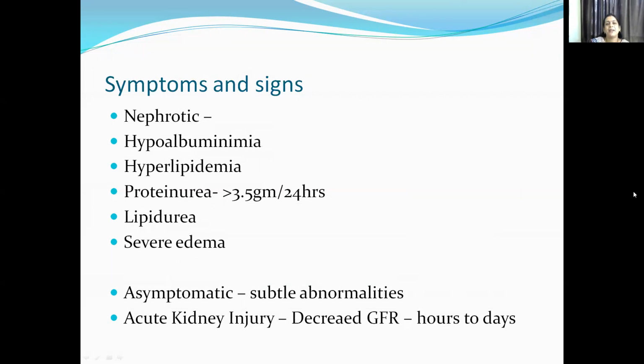Now, there can be some asymptomatic proteinuria or asymptomatic conditions where there are only minor or subtle abnormalities in the glomerulus. Then the disease is not absolutely manifested. The patient just comes for some other urine examination or something, and you find some abnormality. That is an asymptomatic condition. Then something called acute kidney injury, wherein there is decreased GFR, which occurs from hours to days.